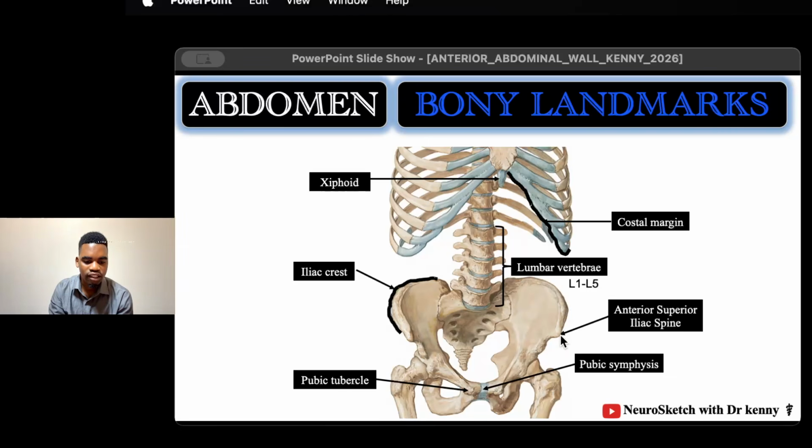This is the anterior superior iliac spine. We also have two pubic bones that are united here by the pubic symphysis, which is a secondary cartilaginous joint, joined by fibrocartilage. On either side of the pubic symphysis, you have the pubic tubercle, small elevations on these pubic bones, and we saw the pecten pubis here, which is called the pectineal line.